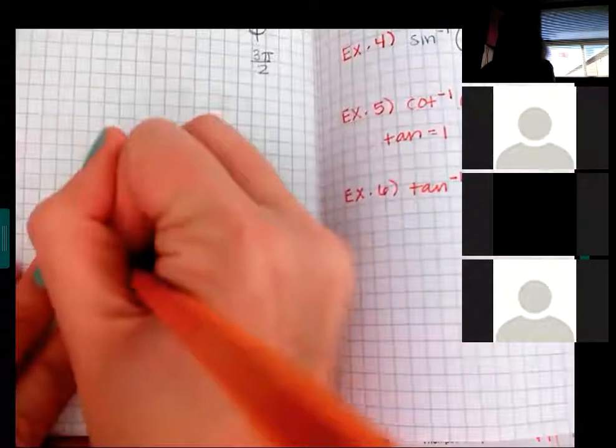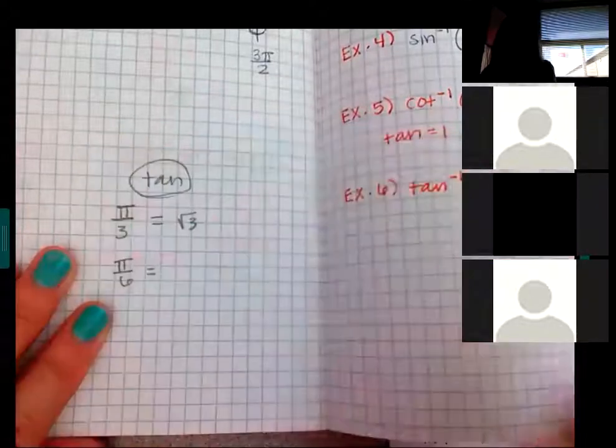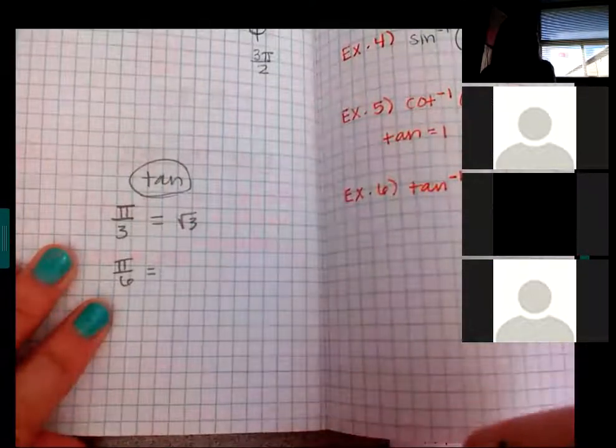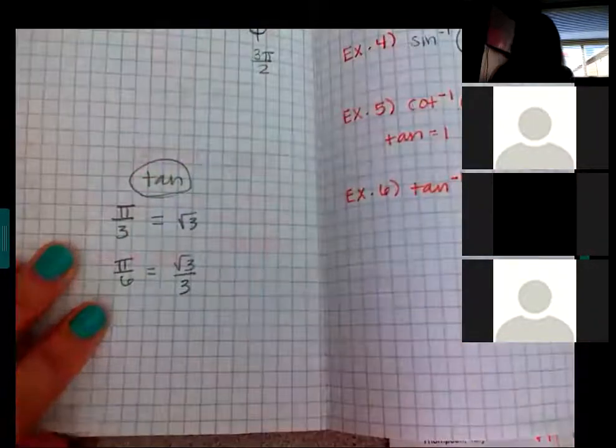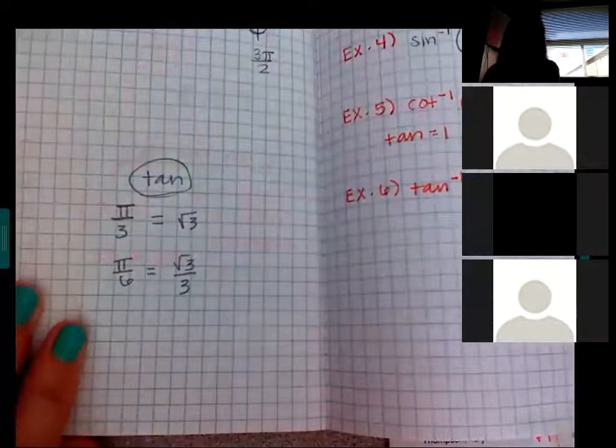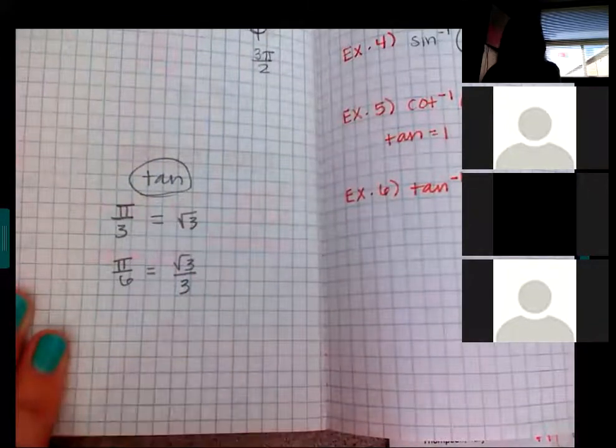Who remembers at pi over 6 what we'll get every single time when we divide y over x? Square root of 3 over 3. Good. Very good. So if you know that, this should be really easy.